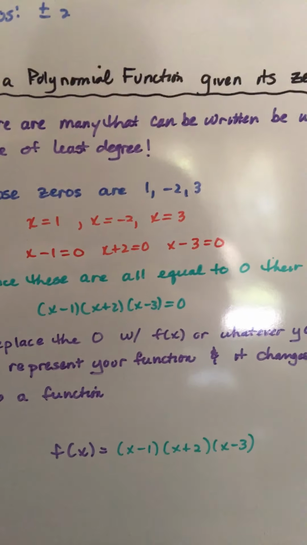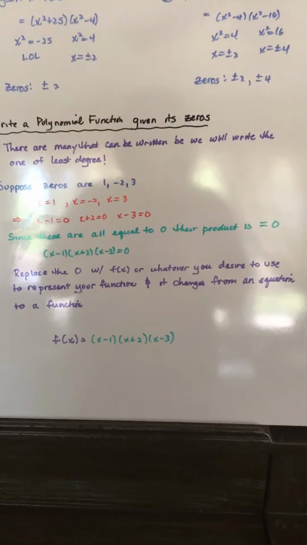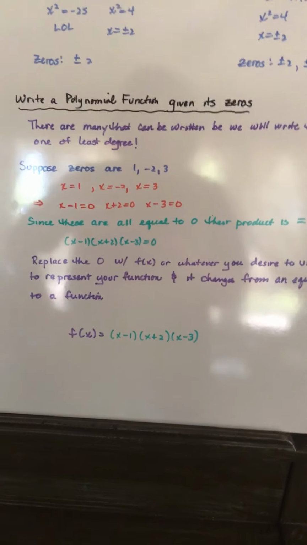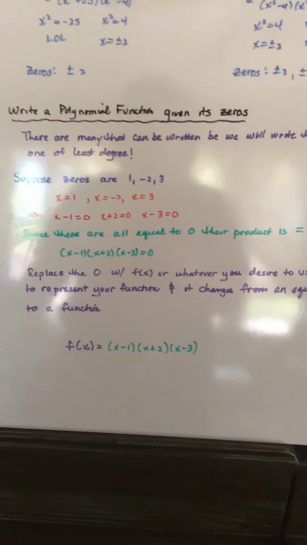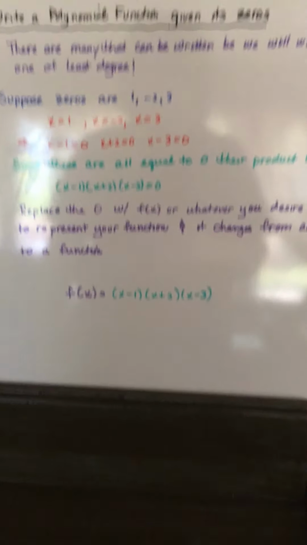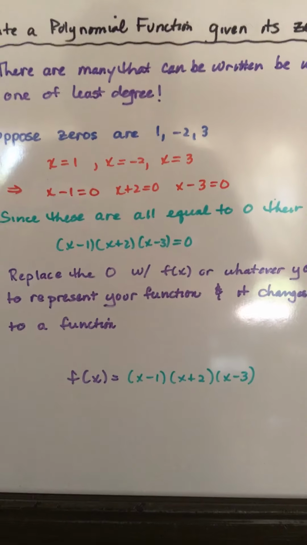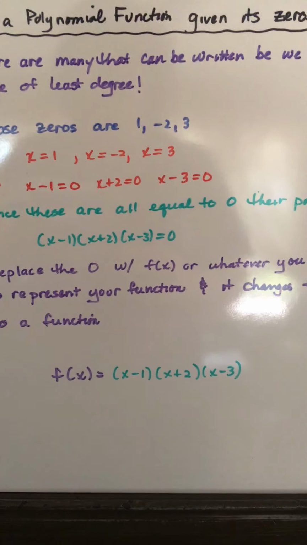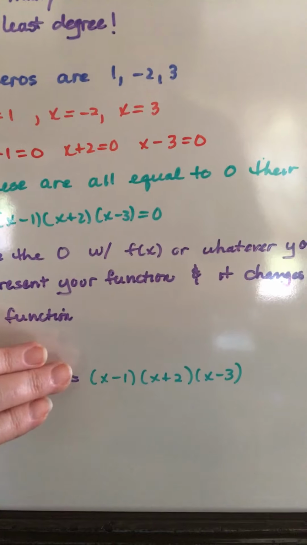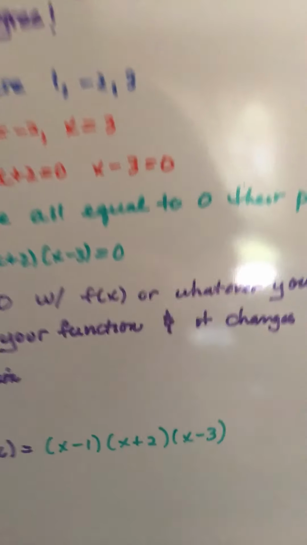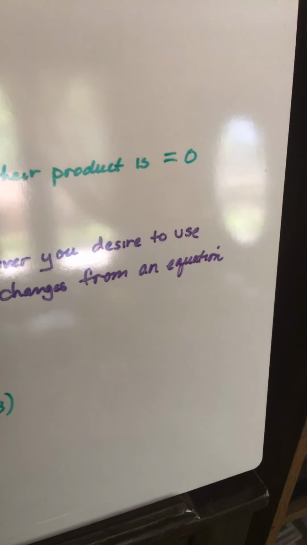This is an equation. I want a function. So what's the difference between an equation and a function? A function has an f of x, g of x, h of x, j of x, or a y instead of the 0. What's the difference between a polynomial equation, a polynomial function, and a polynomial? A polynomial is an expression without an equal sign. Just a little review stuff there, folks, for your brains.